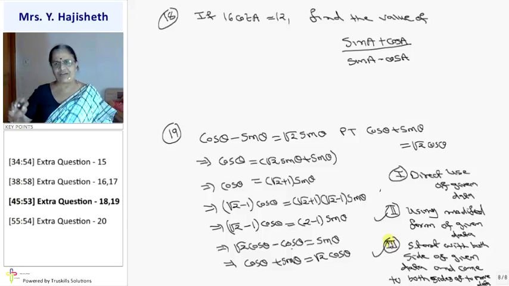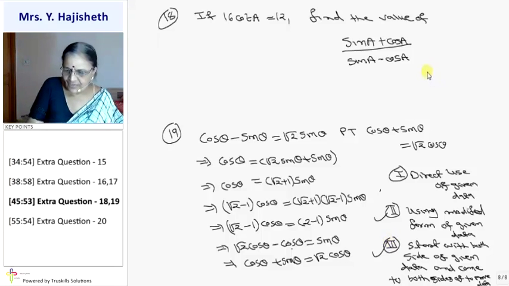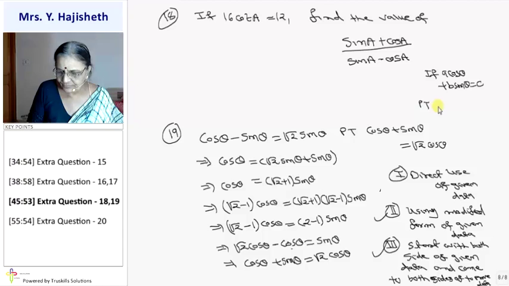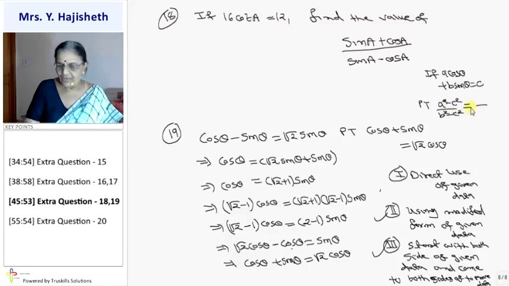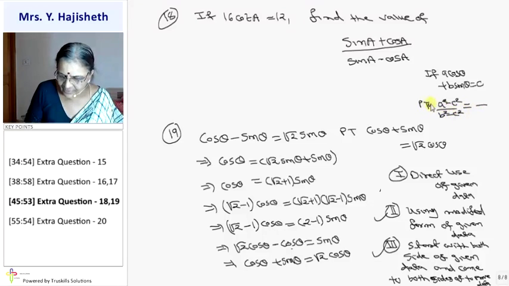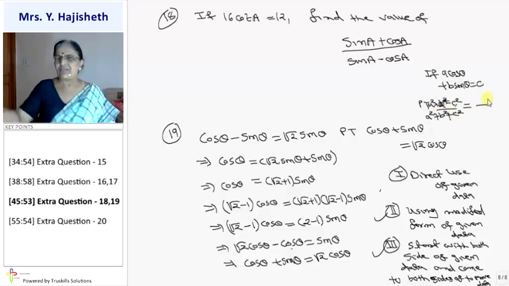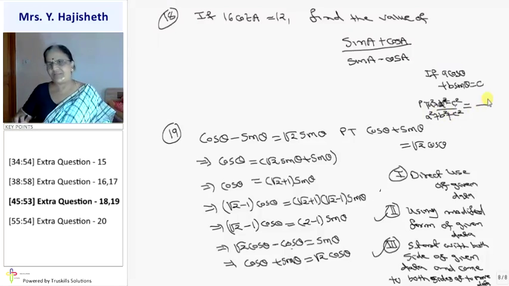The first type is direct use of given data. Suppose a cos theta plus b sin theta is c. Suppose you are given that a cos theta plus b sin theta is c. Prove that something like this: a square plus b square minus c square upon a square plus b square plus c square is suppose sec square theta or cosec square theta. Such a type of sum is asked.